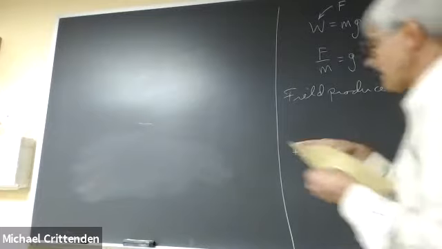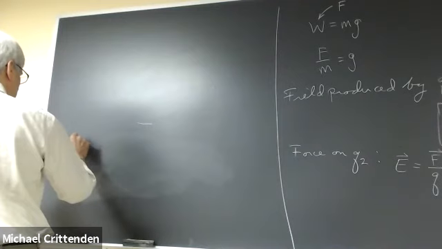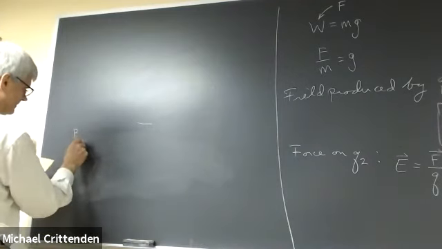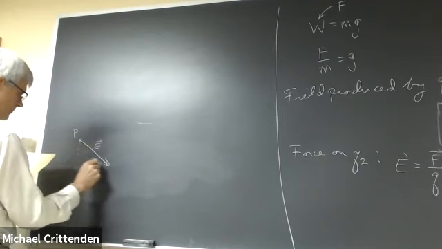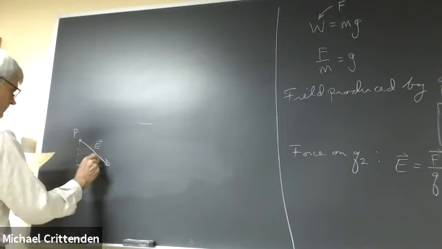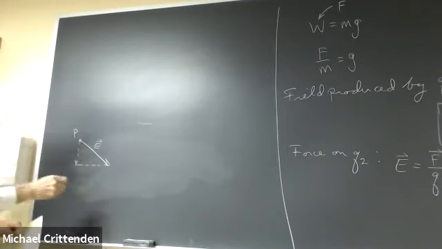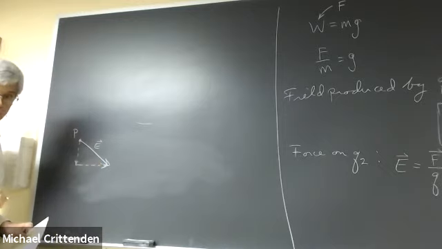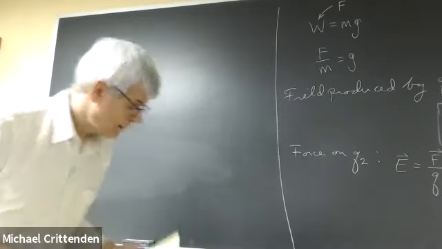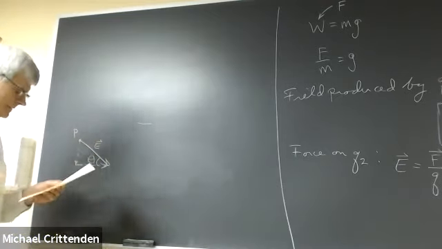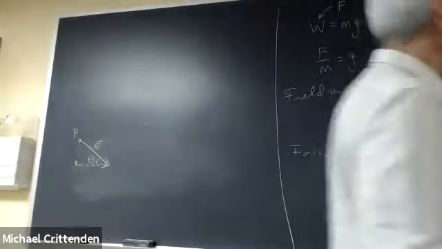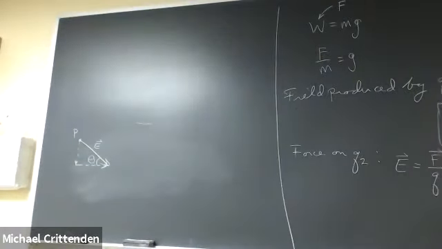I'll sketch it in. I've got the camera pointed over here now. That's point P. There's the E vector. Y component points down. X component points to the right. And we call this angle here theta. That's the same as that angle theta there, but I no longer have the camera pointed toward it.